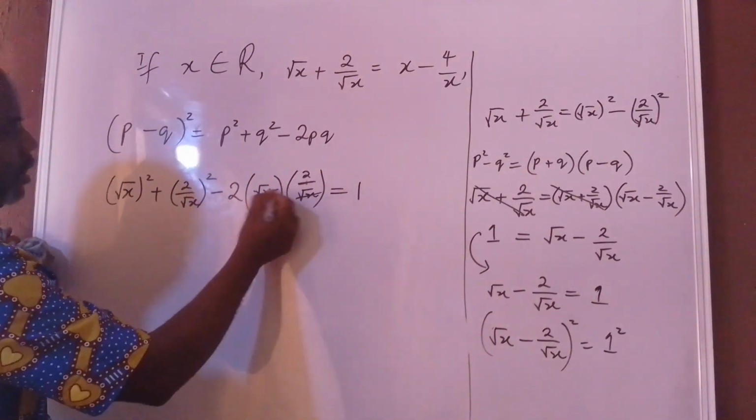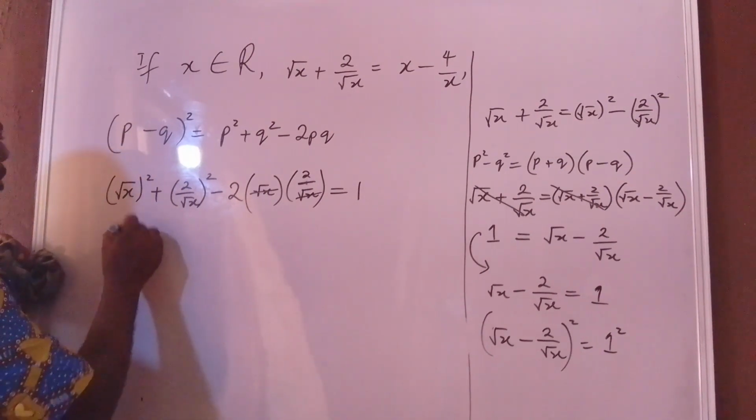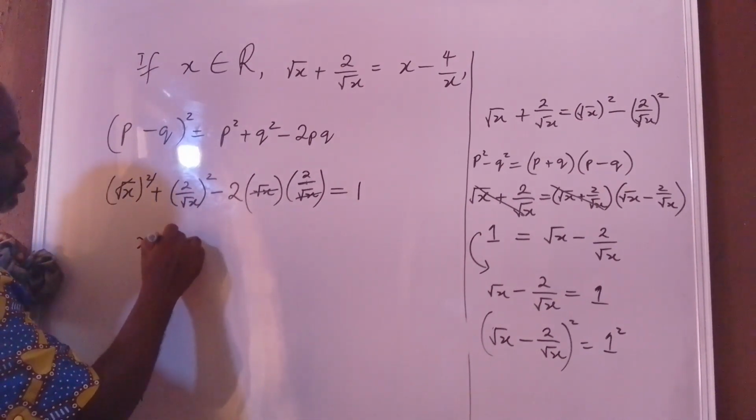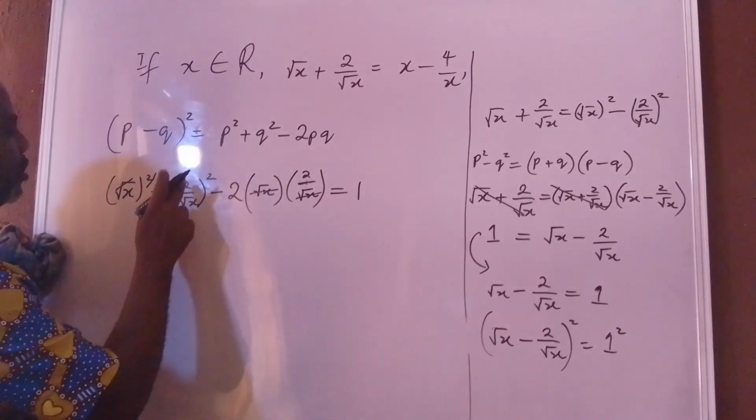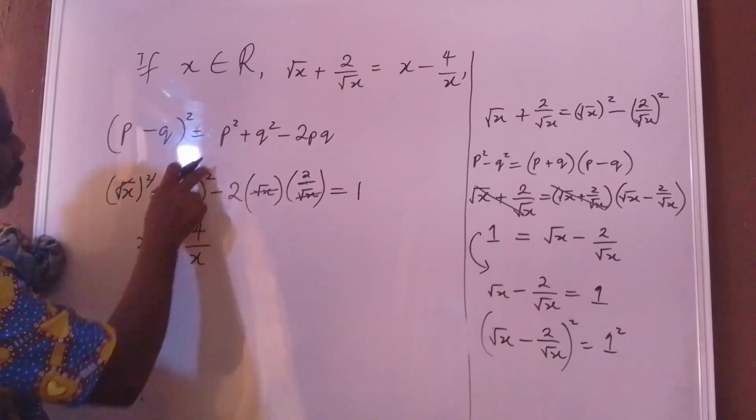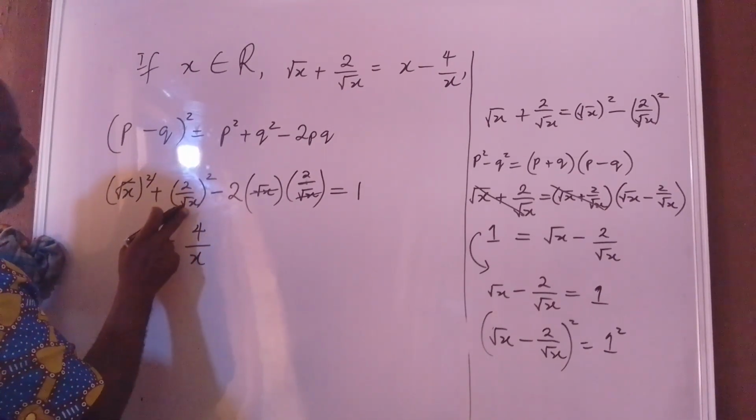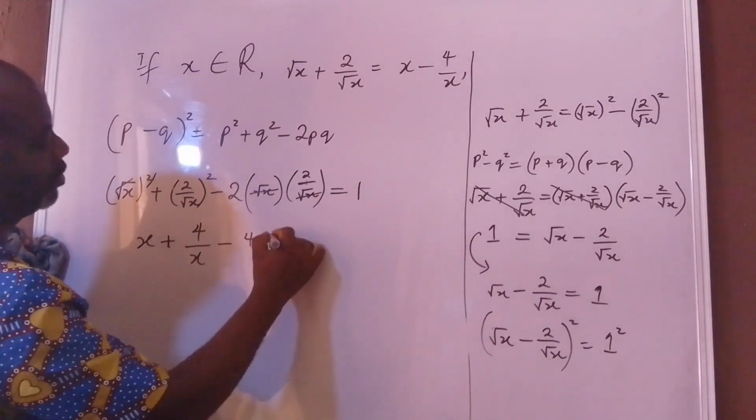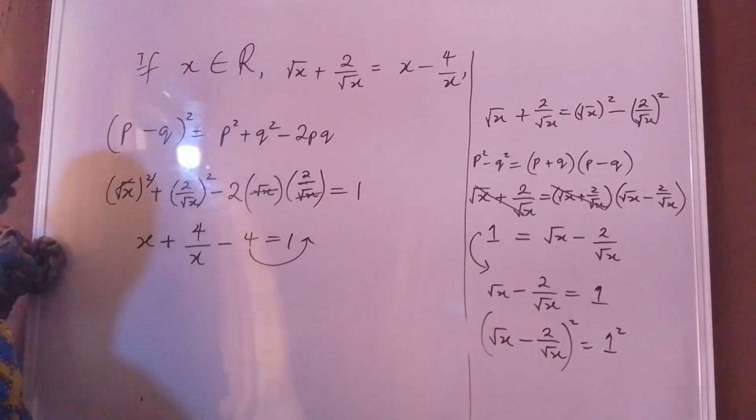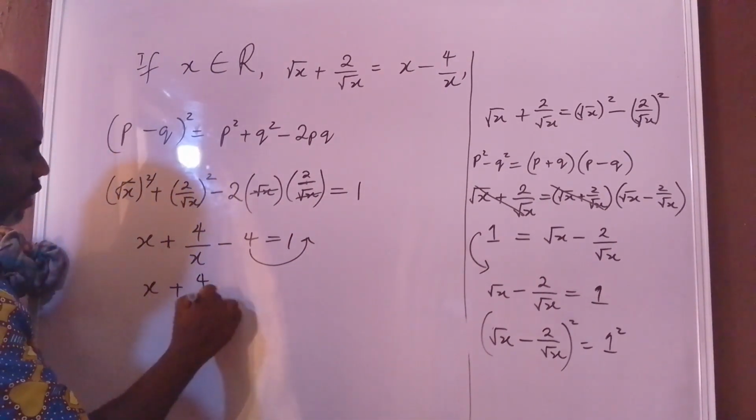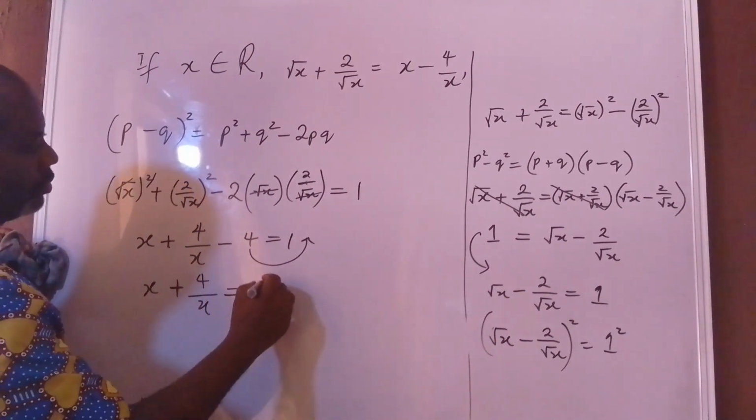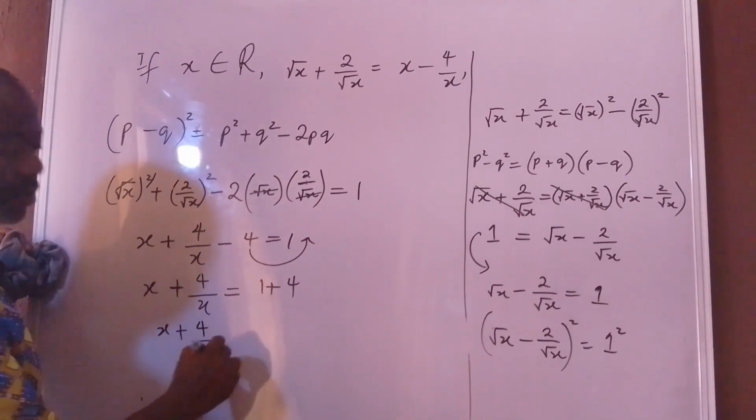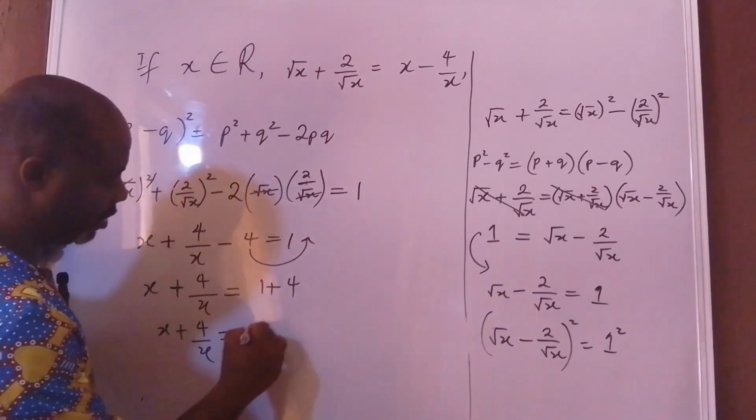So this and this will do away with each other. And then here the square and square root will go. So I have x plus 4 over x, that's 2 squared is 4, and the square of square root of x will give us x. So we have minus 4. That's 2 times 2, equal to 1. So this will come over to this side. So I have x plus 4 over x equal to 1 plus 4. So x plus 4 over x will simply give us 5.